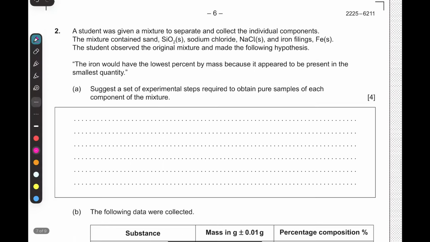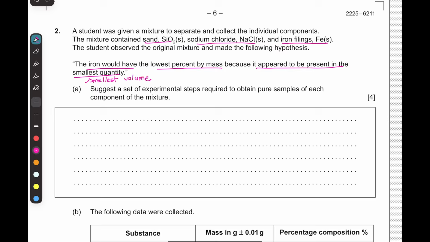Now, the next question. A student was given a mixture to separate and collect individual components. The mixture contains sand, sodium chloride, salt, and iron filings, Fe. Student observed the original mixture and made the following hypothesis. The iron would have the lowest percent by mass because it appeared to be present in the smallest quantity. That means the iron has the smallest volume. That's what they meant here.